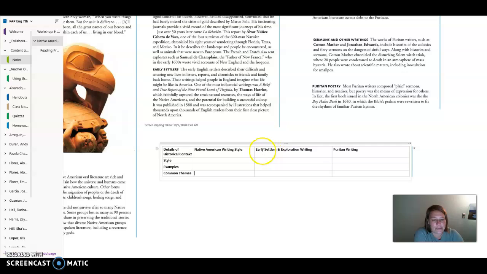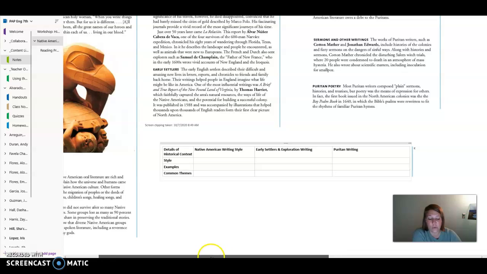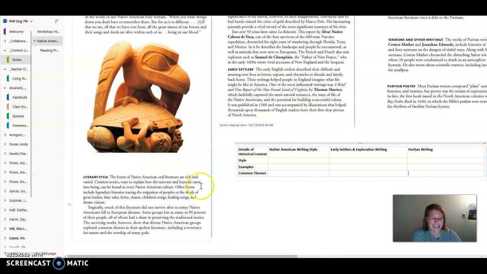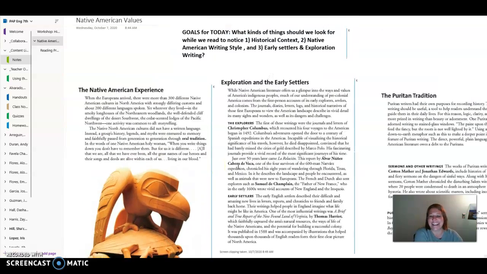And then we're going to do the same thing for early settlers and exploration writing. They have a lot of things in common. They have a few things that are different. And then Puritan writing. You know, what's the style of Puritan writing? What are examples of things that they were writing? And then what are some themes that they're always writing about? So that's for these notes. And this won't take more than 10 more minutes because I can't do a video longer than 15.